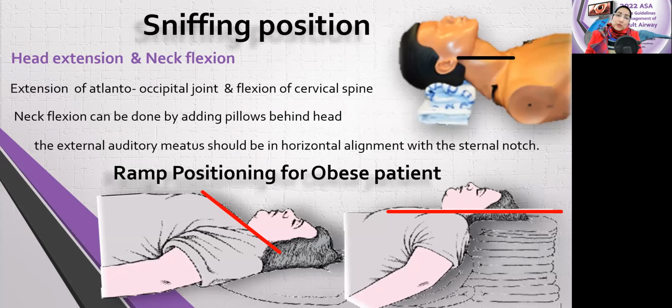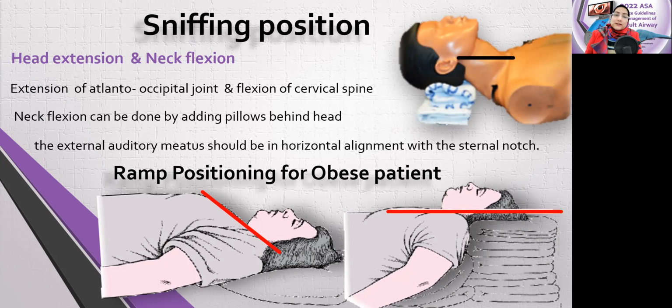First, positioning of the patient. The patient should lie supine with at least a 30-degree head-up position to guard against regurgitation when lying supine. I should put my patient in a sniffing position, which is head extension and neck flexion. I can do neck flexion by adding pillows behind the patient's head. In the sniffing position, there is extension of the atlanto-occipital joint and flexion of the cervical spine. My aim is to keep the external auditory meatus horizontally aligned with the sternal notch. We mentioned this in detail in the pediatric airway management lecture videos.